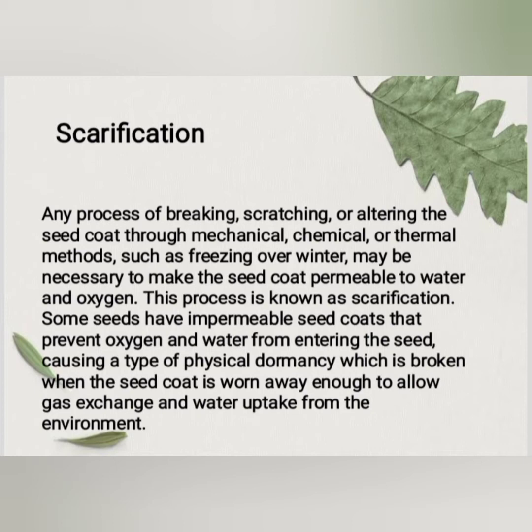Some seeds have impermeable seed coats that prevent oxygen and water from entering the seed, causing a type of physical dormancy, which is broken when the seed coat is worn away enough to allow gas exchange and water uptake from the environment. So in nature, some seeds require particular conditions to germinate, such as the heat of a wildfire or soaking in a body of water for a long period of time. And others need to be passed through a bird or animal's digestive tract to weaken the seed coat enough to allow the embryonic tree to emerge.